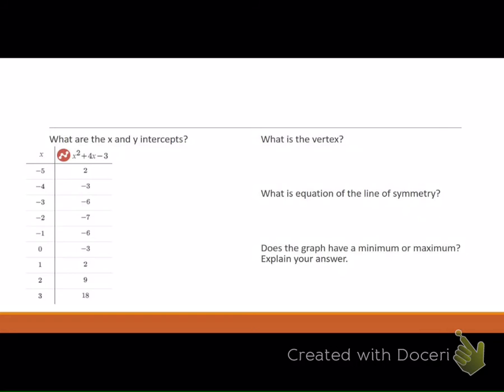Okay, x and y intercepts. An x-intercept is when y equals 0. A y-intercept is when x equals 0. Whoa, it's the opposite variable. For x you could have 2, so you have to be careful when it's a parabola. So just be careful there.